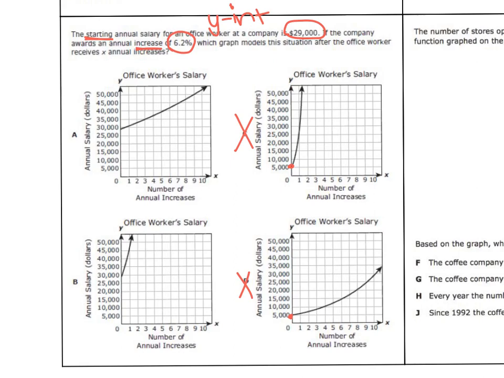If we look for an increase of 6.2%, we can also graph this equation. We know that our equation for an exponential function would be the starting amount, and then 1 plus, since it's an increase, 0.062, written as a decimal, to the x power. You can graph that and see which one makes more sense. Once you graph your equation, you'll see that it is a more gradual increase. Don't forget to zoom out so that you can see it. 29,000 is a large number. It will be a more gradual increase, which is letter A.